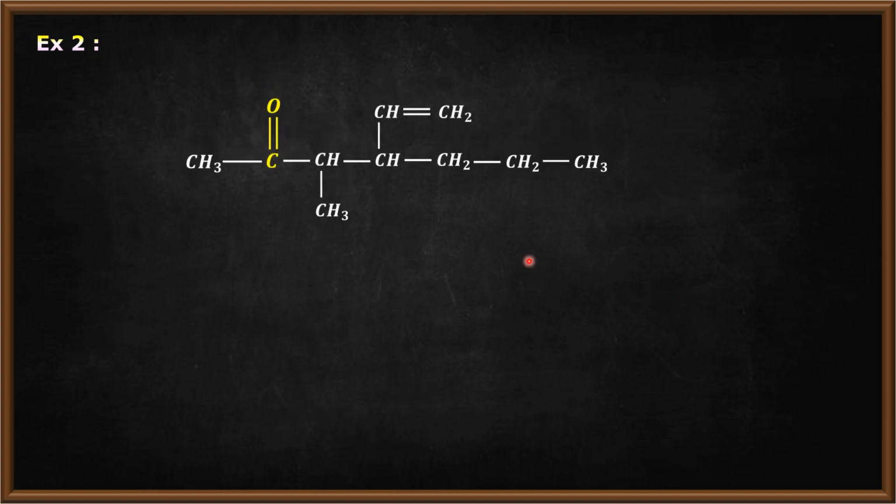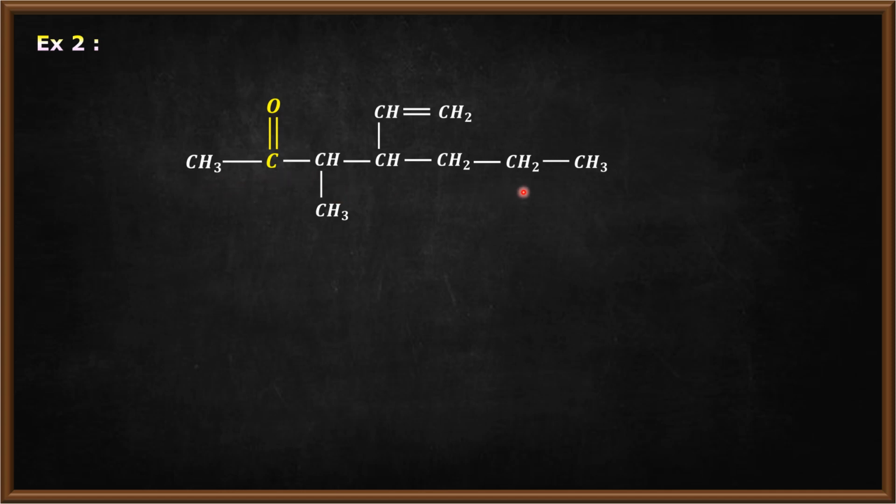You can see one more example, example 2. For selection of the parent chain and numbering it, first we have to select the longest chain of carbon atoms in this organic compound, and this compound contains C double bond O, that is the ketone group. Ketone group is there, and we have to select the longest chain of carbon atoms in such a way that it includes the functional group and as many double bonds or triple bonds as possible.